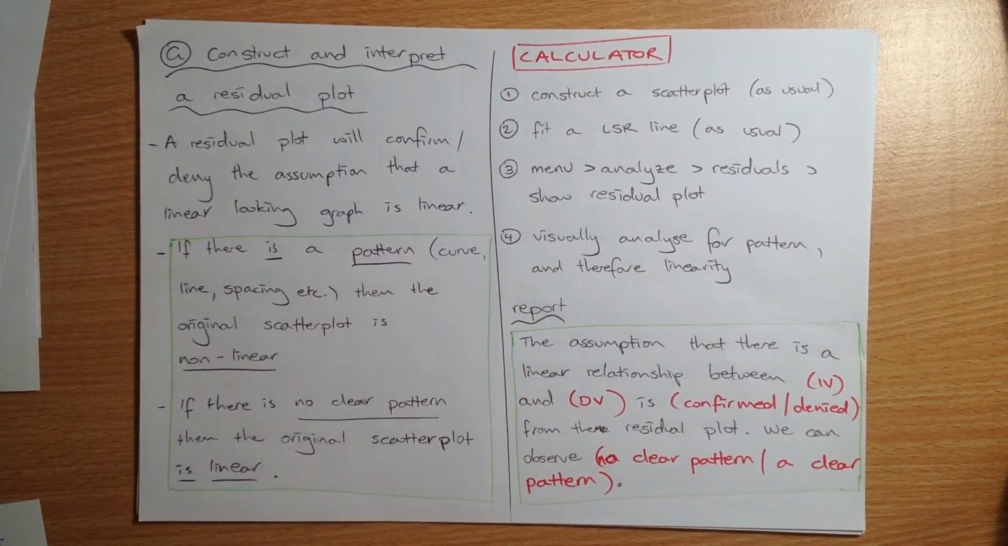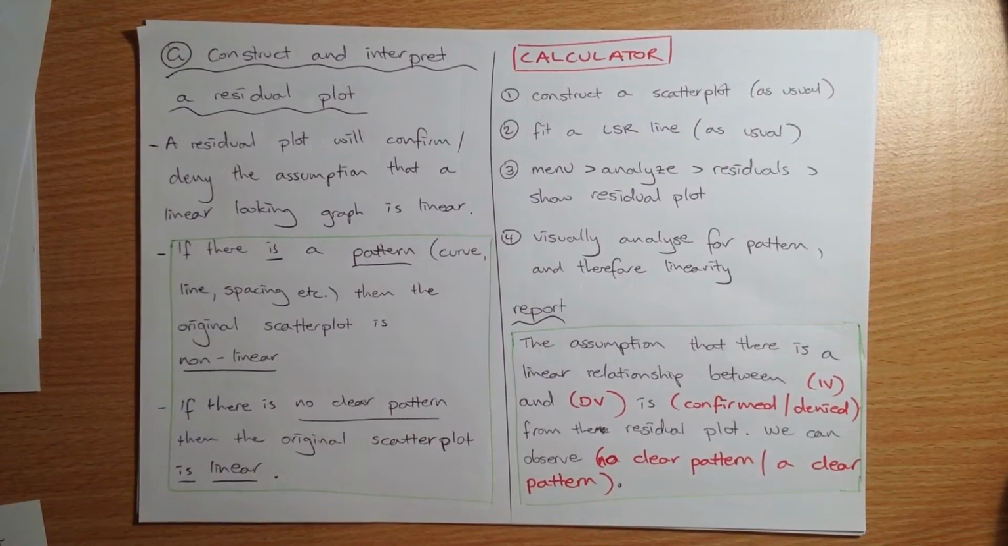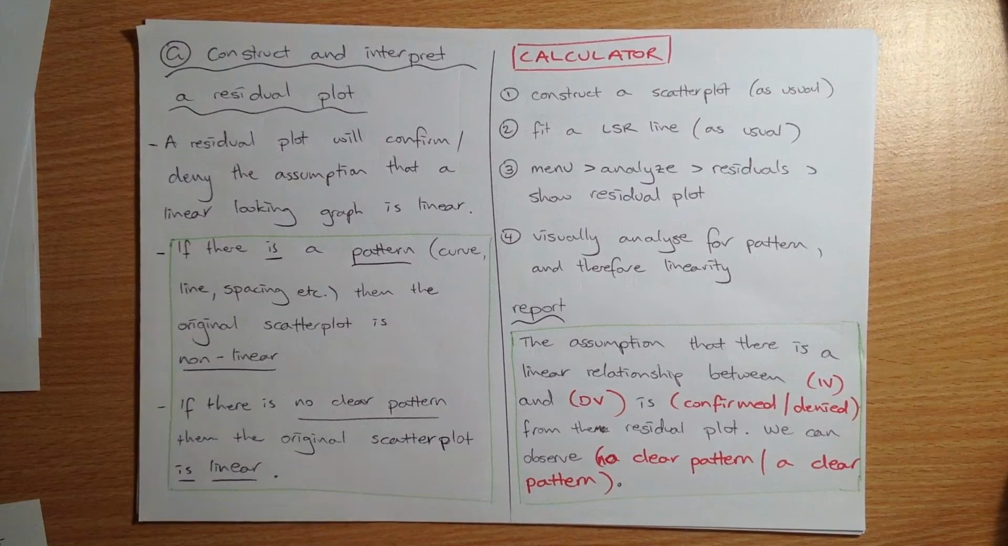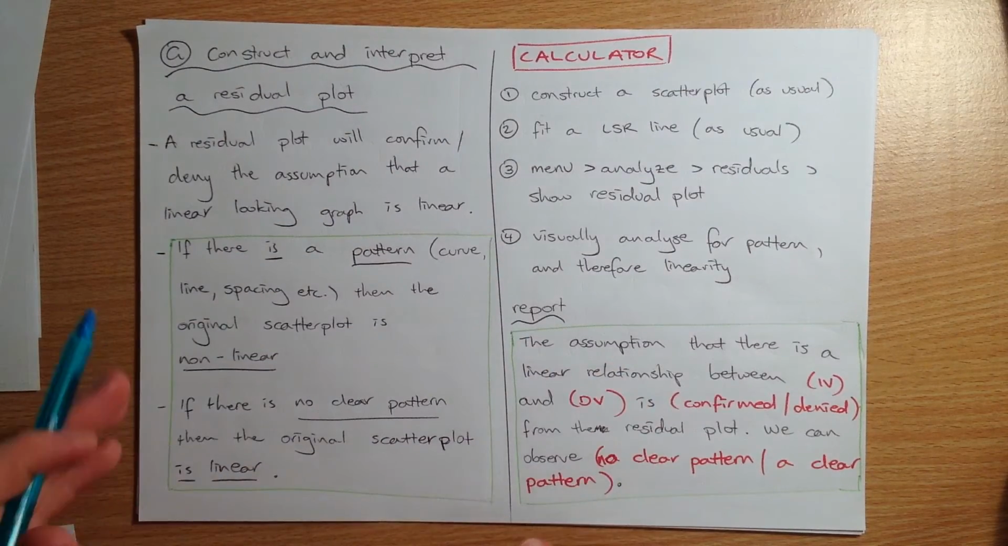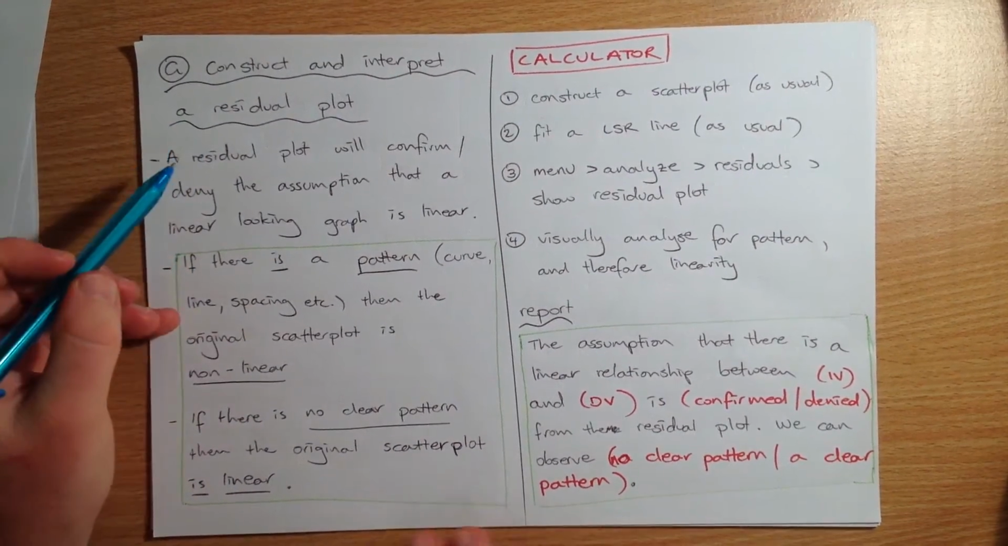So this is something new. This is something we haven't seen yet. This is constructing and interpreting what's called a residual plot, which is basically a new graph, and instead of graphing my line of best fit, what I'm actually graphing is just the residuals, or those leftover amounts. So what's the purpose of a residual plot?